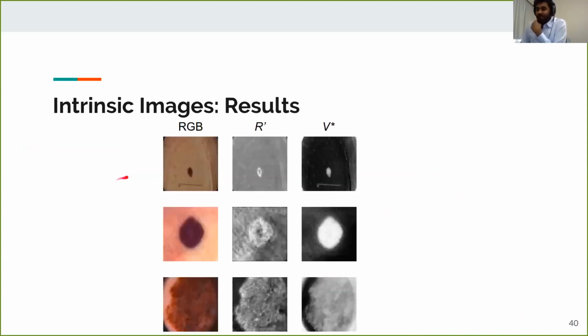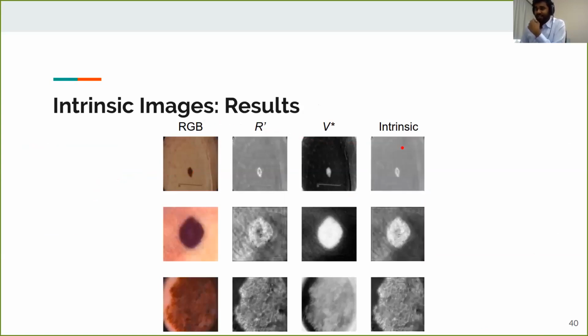So for the same set of 3 skin lesions, we denote the intrinsic images by intrinsic, and here are the outputs. We see, for example, for the first lesion on the right side, there is an uneven illumination that has sort of been addressed using this intrinsic output.